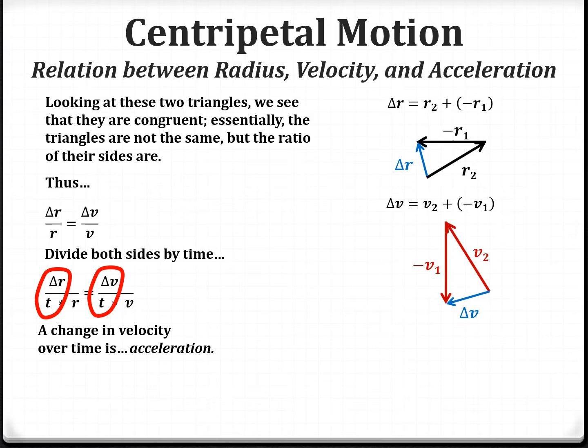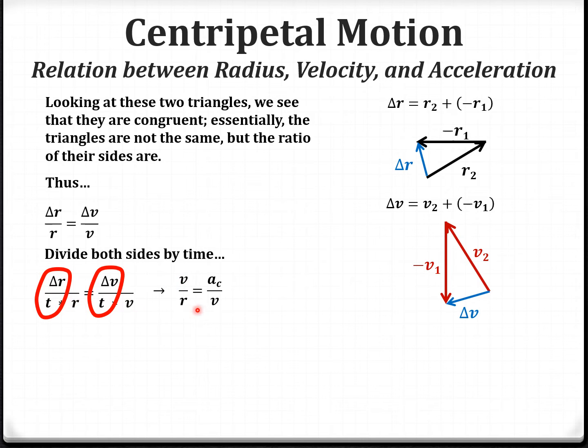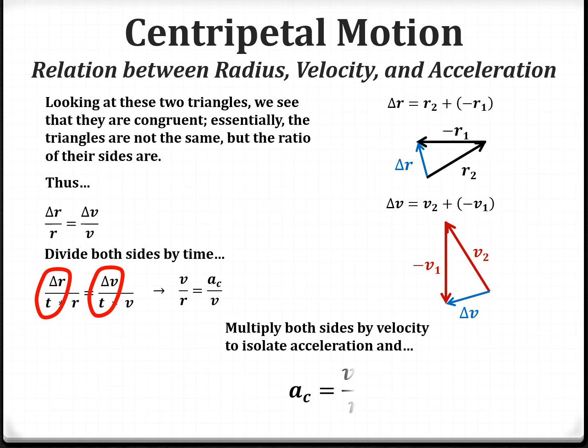So if we rearrange this equation, delta r over t is going to be equal to velocity. So this delta r over t becomes velocity, and the r is still on the bottom here. And then the delta v over t becomes the centripetal acceleration, and we still have the v on the bottom here. We take the v over to the top, we leave centripetal acceleration by itself, and we get this equation right here. From these two triangles, we can develop the equation for centripetal acceleration.